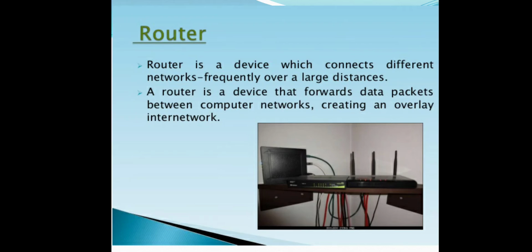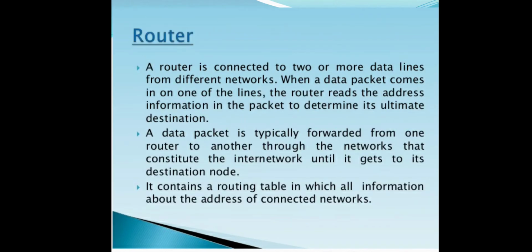Then we have a router. Router also works like a bridge, and a router is a device which connects different networks frequently over large distances. A router is a device that forwards data packets between computer networks, creating an overlay inter-network. And router is connected to two or more data lines from different networks. When a data packet comes in on one of the lines, the router reads the address information in the packet to determine its ultimate destination.